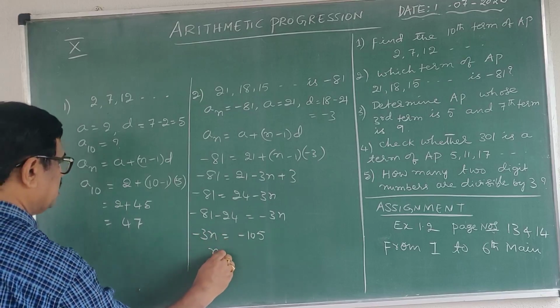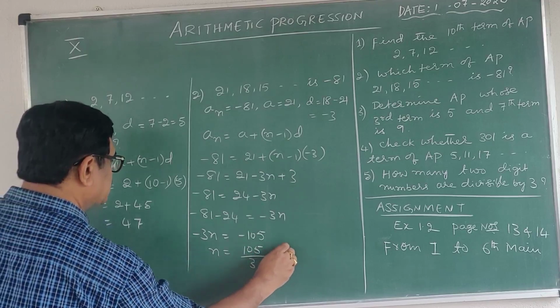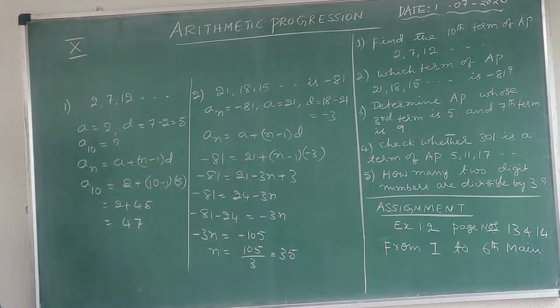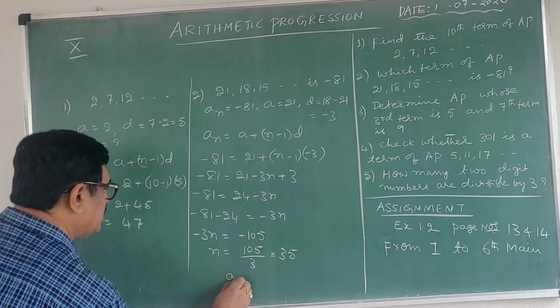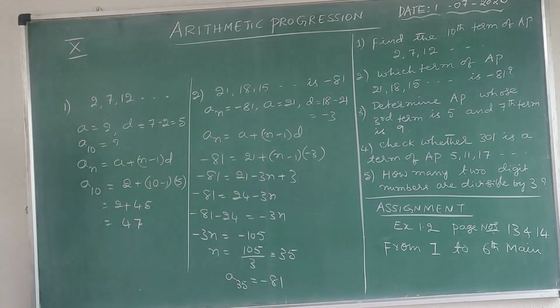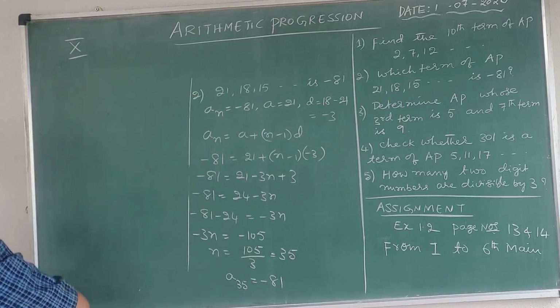Minus, minus cancel, n is equal to 105 divided by 3. So 3 3s are 9, 3 5s are 15, so 35. So the number of terms is 35. So which term is minus 81? a_35 is equal to minus 81. We shall go to the third example.